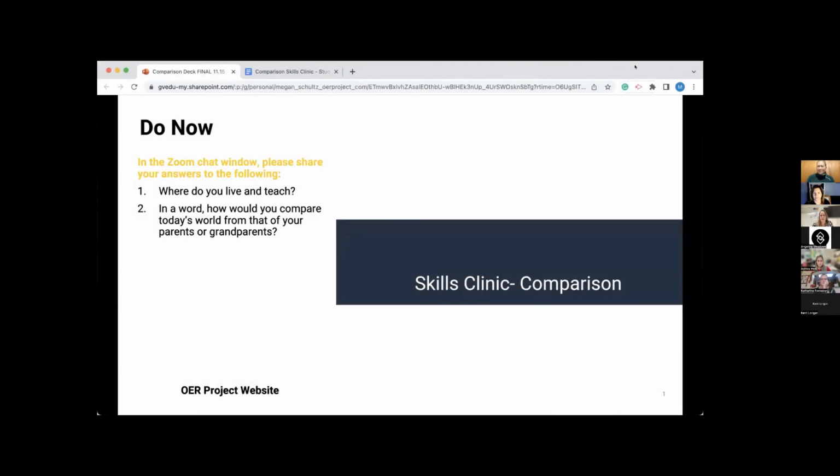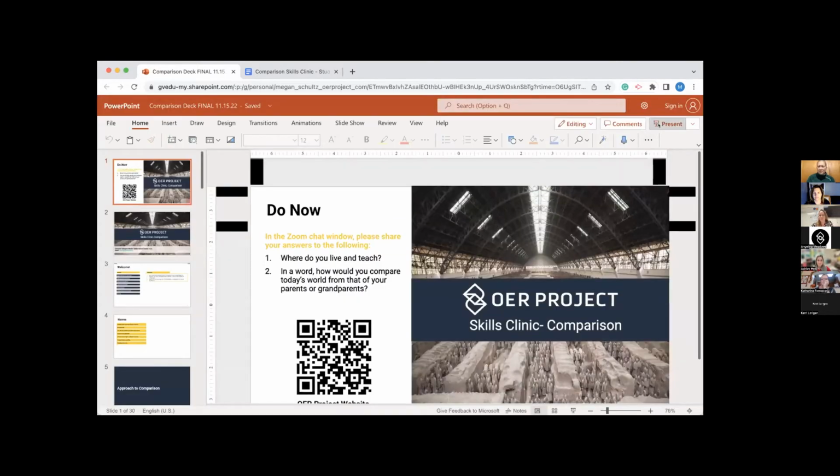Okay, are we all seeing my screen in share mode? Is it in presentation mode? Oops.